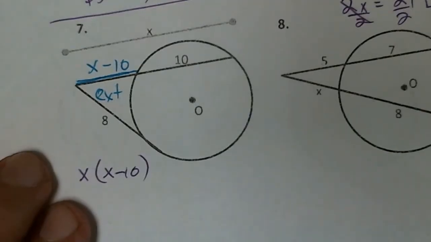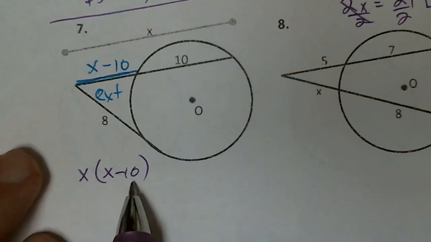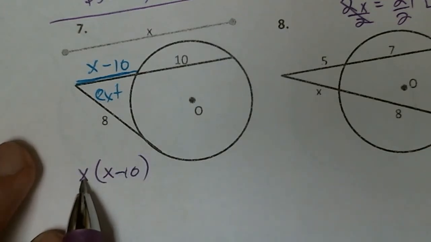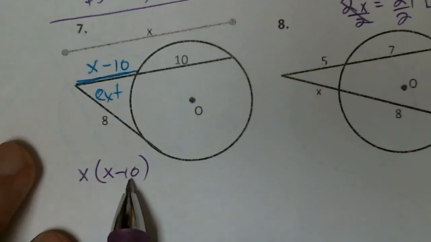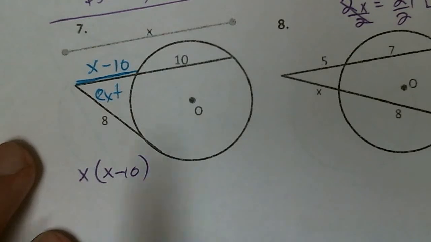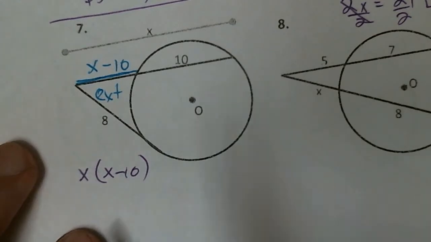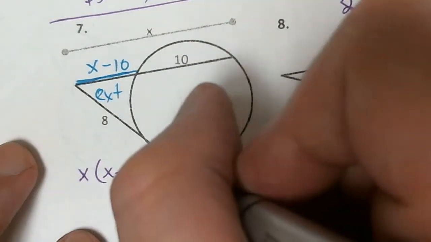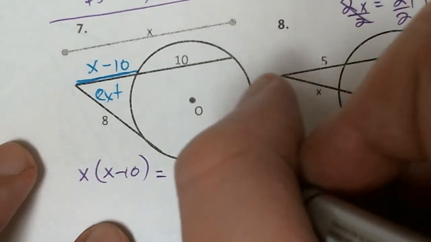Let me stop. Make sure y'all are okay with that. I can see how that might be a little bit confusing. Normally I write the exterior times the whole, but this problem is actually backwards because the x is the whole and the x minus 10 is the exterior. But I'm still going to write it like this because if I put the x on the back end, it doesn't really make sense. We're not used to seeing it written like that. Hopefully you understand what just happened there. The whole piece x times the exterior is equal to the tangent squared, which is 8 squared.